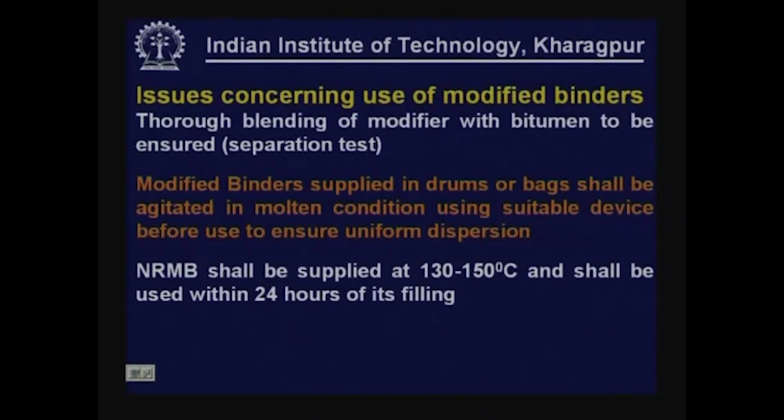Modified binders supplied in drums or bags shall be agitated in molten condition. These are usually specifications given by the manufacturer before the material is used. They would tell you what the conditions to be followed are, to what temperature it has to be heated, how it has to be remixed again if required, and how the binder has to be used. We have to look for the manufacturer specifications, especially for NRMB, which is supplied at 130 to 150 degrees centigrade, and should be used within 24 hours of its filling.